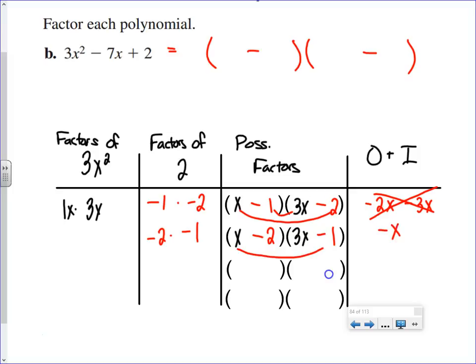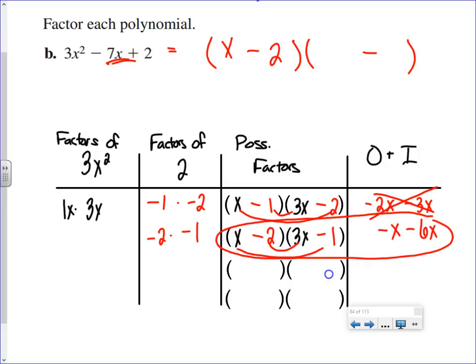Negative x, what would this one be? Inner? Oh, look at that. What's negative 1x plus negative 6x? Negative 7x. Why is it negative? Wait. Negative x minus 6x is negative 7x. So what are my answers that I fill in? We have to have 2 negatives. x minus 2 and x minus 1.